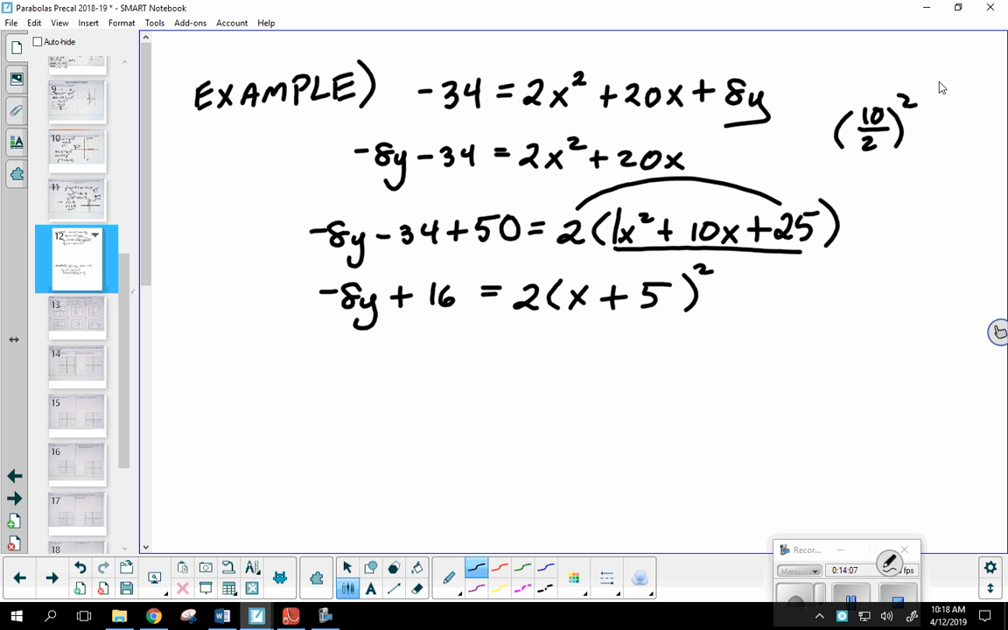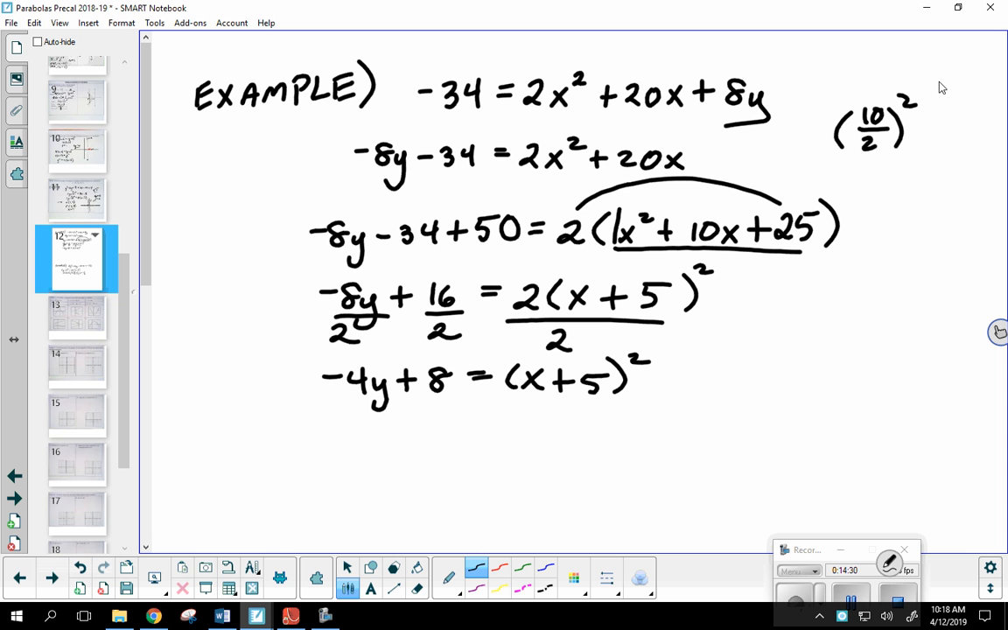Okay. And it really doesn't matter which one we do first. Would you like me to divide or pull the negative 8 out? Savion, what do you like? Divide. Okay. So let's divide everything by 2. So that's a negative 4y plus 8 is equal to your x plus 5 squared. So now let's pull that negative 4 out.